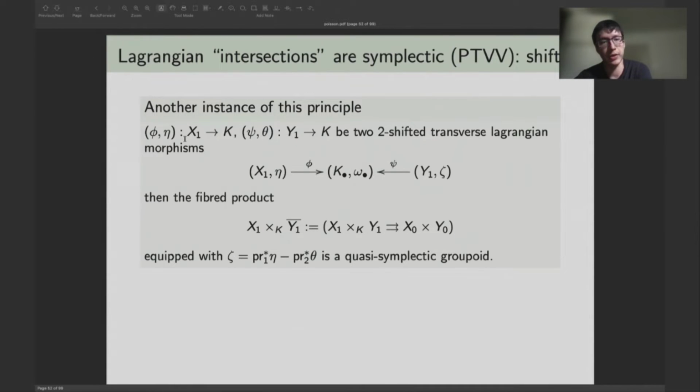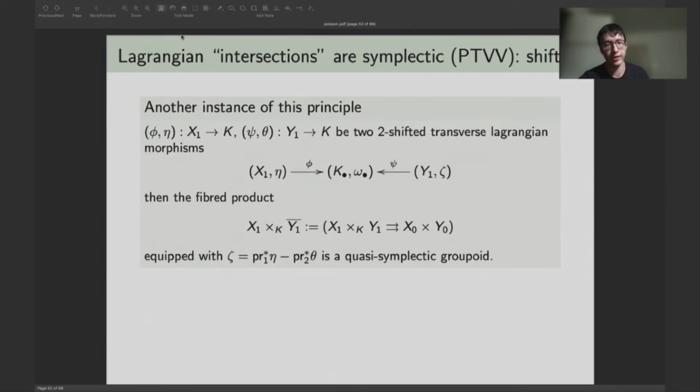But in the case that's relevant for us, we are going to perform intersections of two-shifted Lagrangians. Now our target is a Lie group equipped with a two-shifted symplectic form, and we have two moment maps, which, as we said, are two-shifted Lagrangians. Now, the fiber product equipped with this form is a symplectic groupoid.